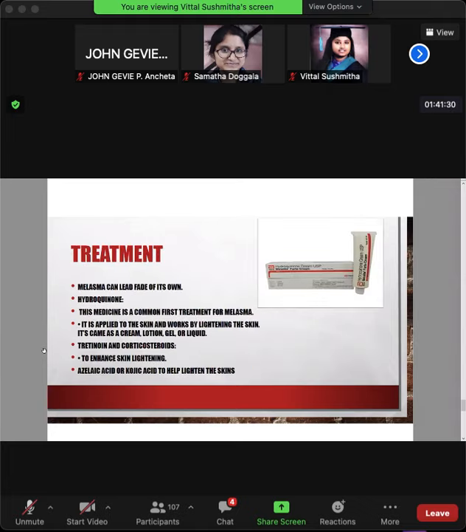Treatment: melasma can fade on its own. Hydroquinone is a common first treatment for melasma. It is applied to the skin and works by lightening the skin. It comes as a cream, lotion, gel, or liquid. Tretinoin and corticosteroids help enhance the skin lightening, and azelaic acid or kojic acid help lighten the skin.